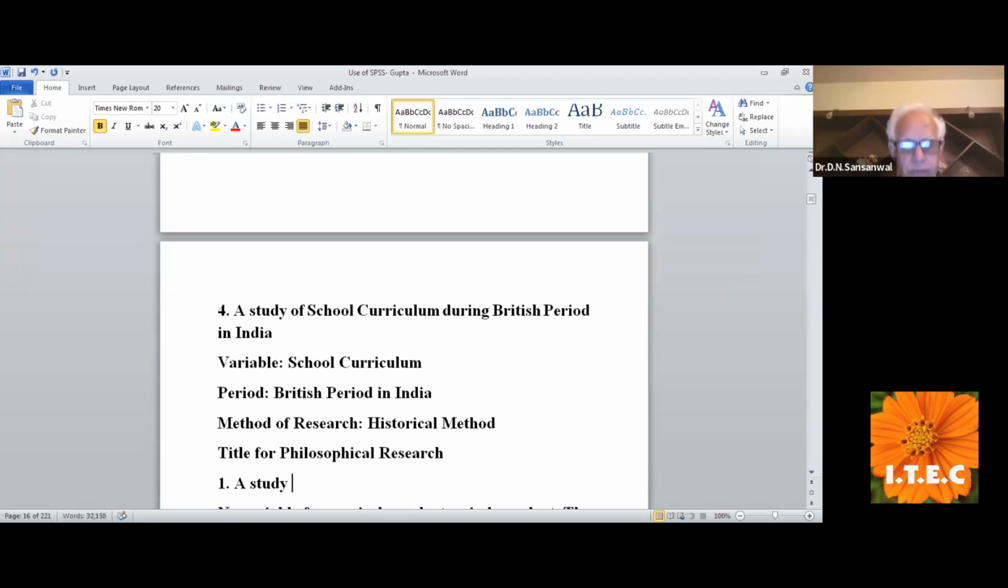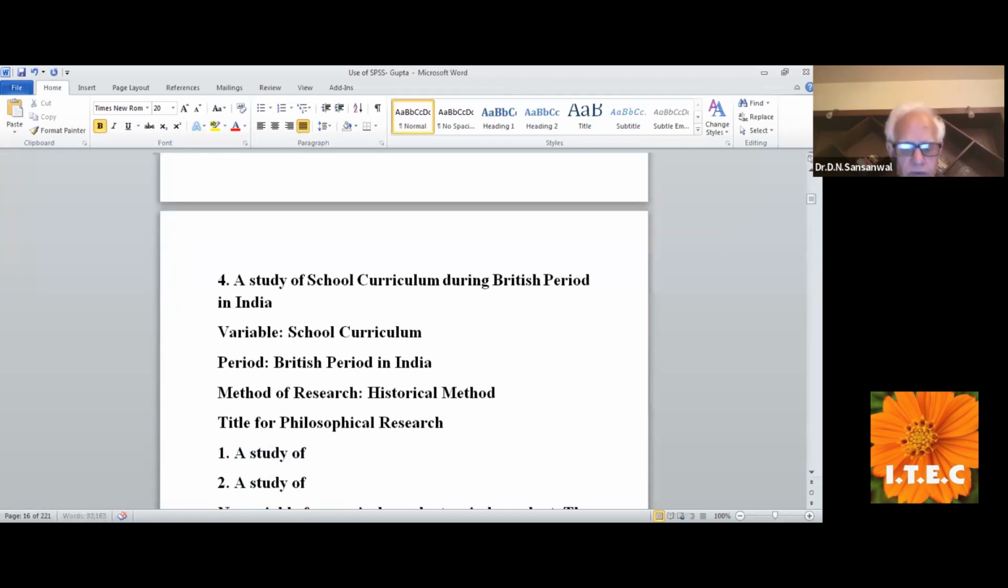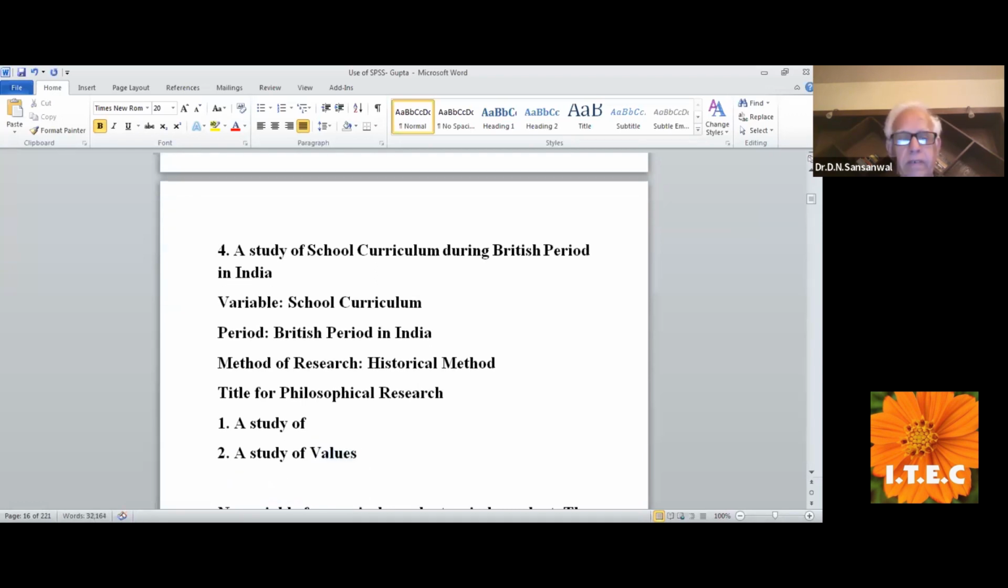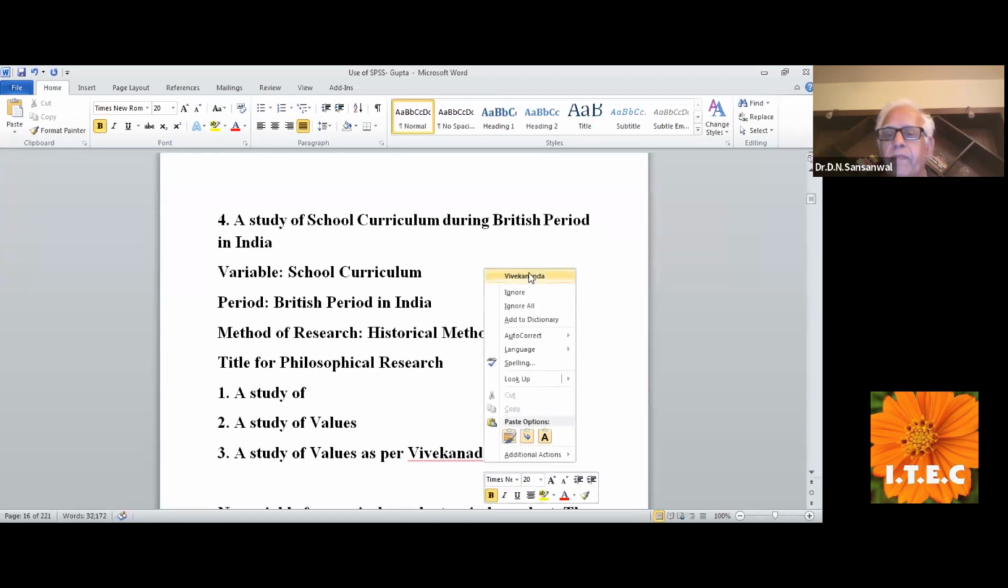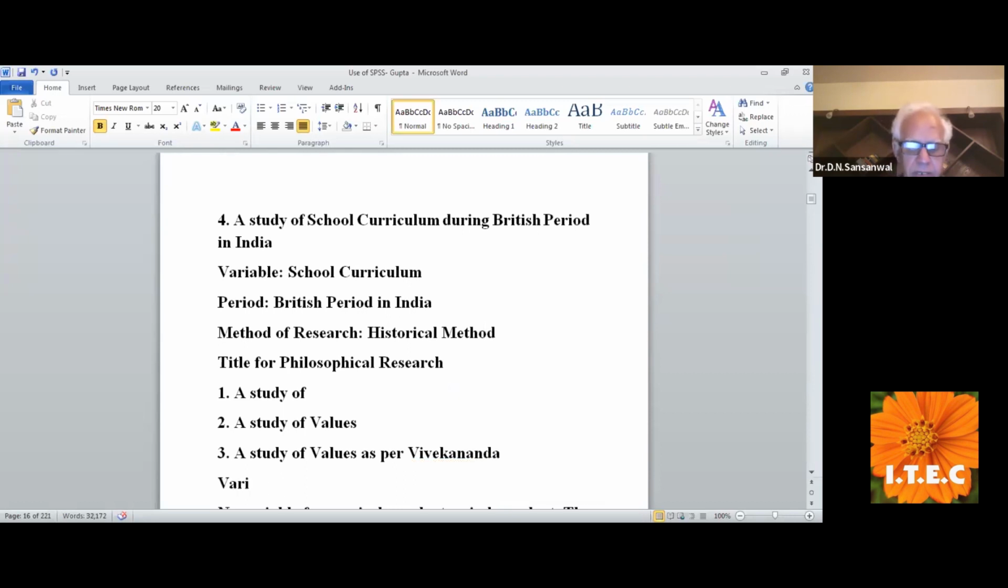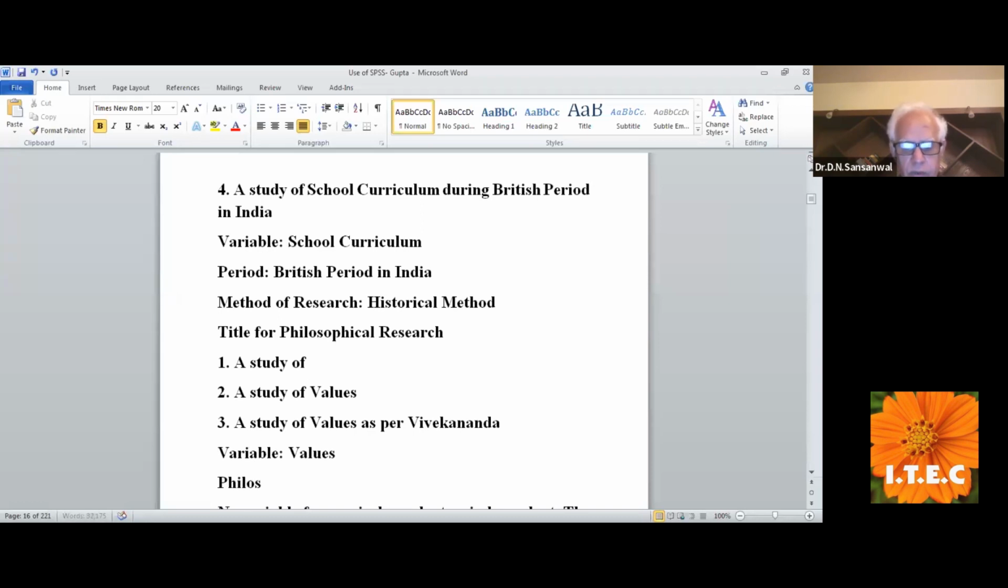If I say like this, a study of values as per Vivekananda. So here the variable is the values, and the philosopher is Vivekananda.